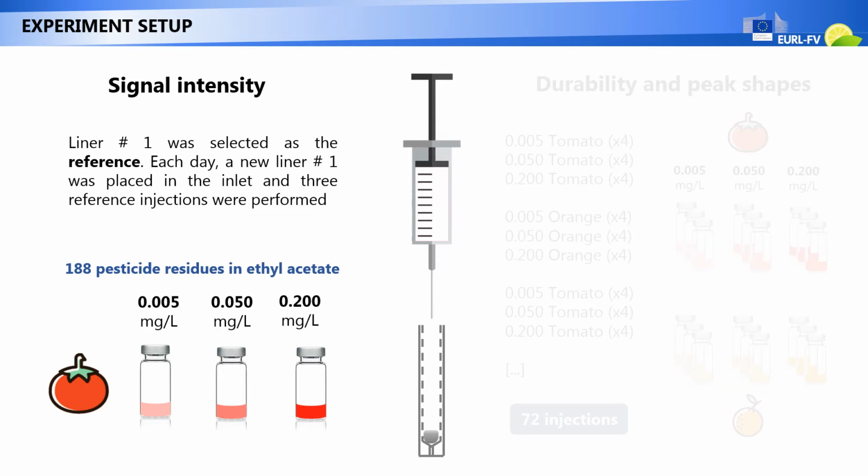The injection sequence was always the same, and it was separated in 2 parts. For the assessment of the signal intensity that could be achieved by each liner, we randomly selected one of the first 3 liners as the reference. Each day, a new liner number 1 was used to perform 3 reference injections. The vials contained a mixture of 188 pesticides in tomato matrix, with different concentrations from 5 to 200 ppb.